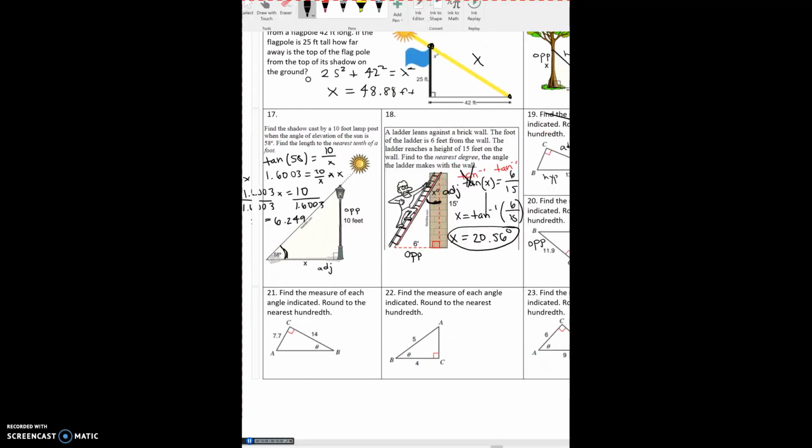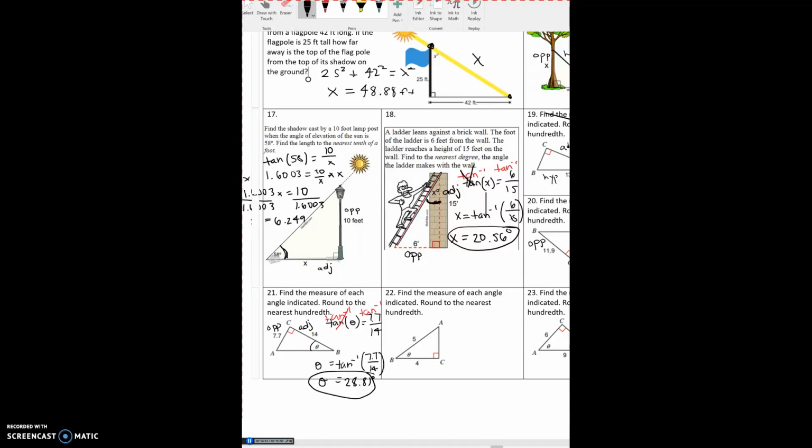Number 21. Find the measure of each angle indicated. Round to the nearest hundredth. This is my angle. I have the opposite and adjacent, so I will be using tangent of theta is equal to the opposite divided by the adjacent. Again, inverse tangent of both sides. These cancel out. Theta is equal to the inverse tangent of 7.7 divided by 14, which, if you put it in the calculator, is 28.81 degrees.